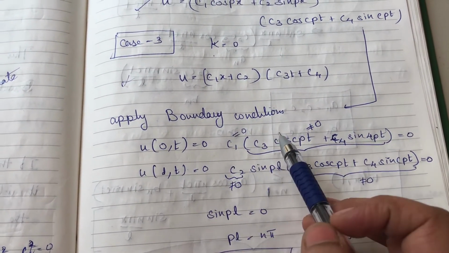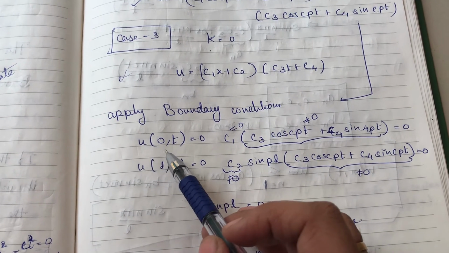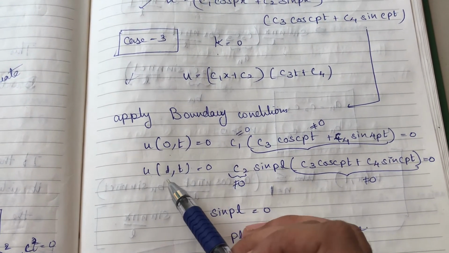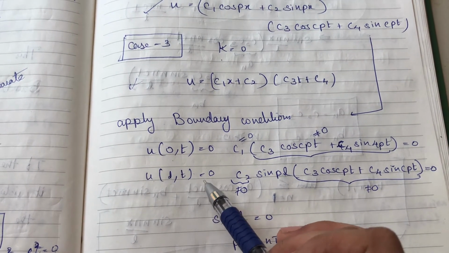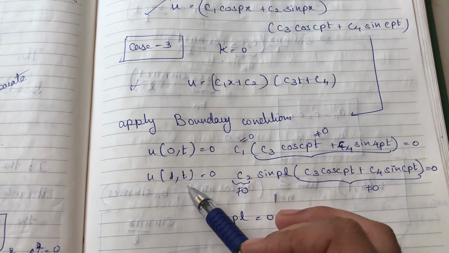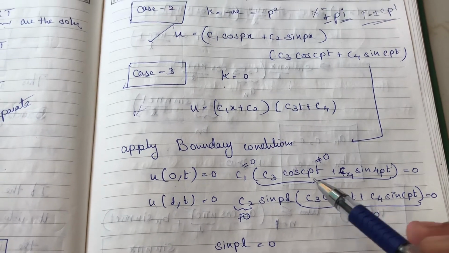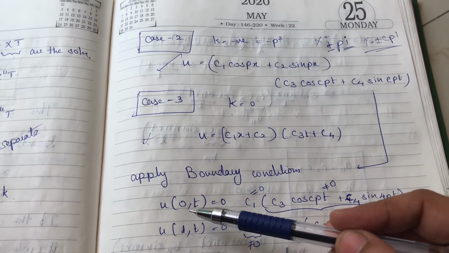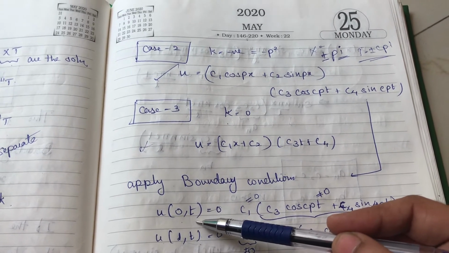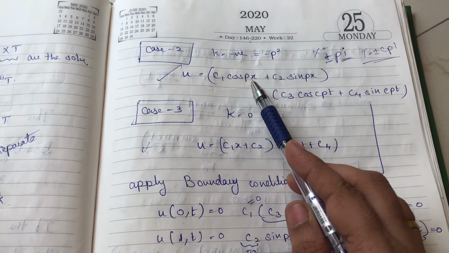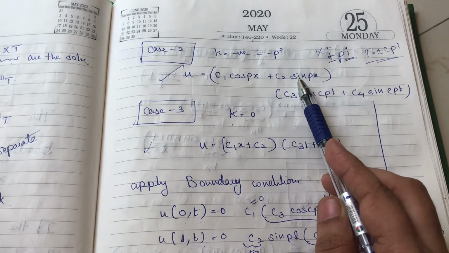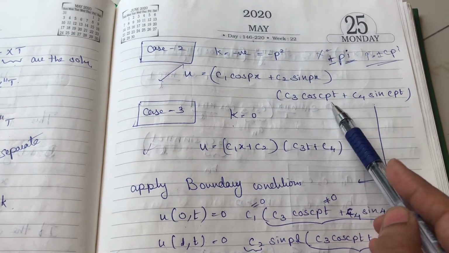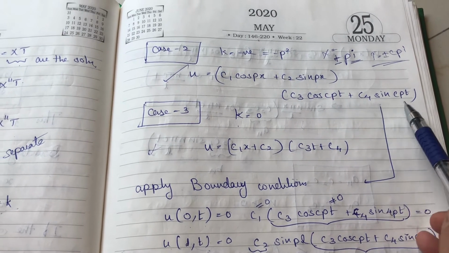What is the boundary condition? As I told you, u of 0 comma t is equal to 0, and u of L comma t is equal to 0. So I am just applying these here. We know that this is the equation, right? If I apply 0 here, cos 0 becomes 1 and sin 0 becomes 0. So it becomes c1 into the whole term. There is no x here, so we can't apply it.